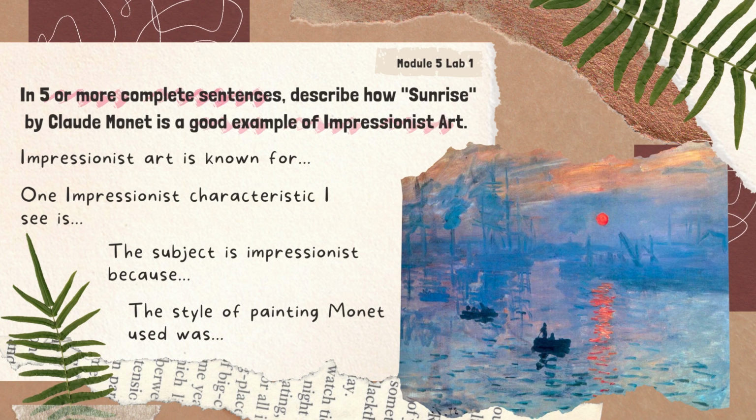So last but not least, let's review Module 5, Lab 1, where we are taking a look at Claude Monet with an O, Monet, his painting Sunrise. Now this was one of the first Impressionist paintings, and I feel like it captures the characteristics of Impressionism very well. So let's reflect on what are common characteristics of Impressionist art.